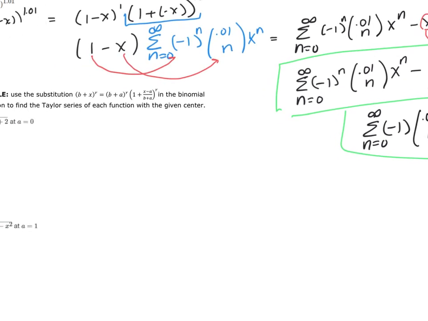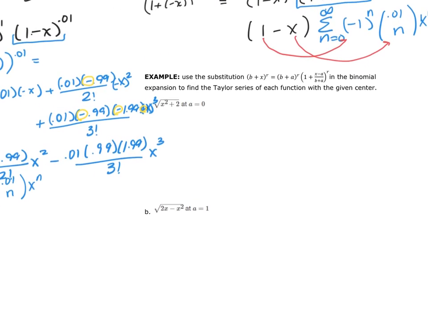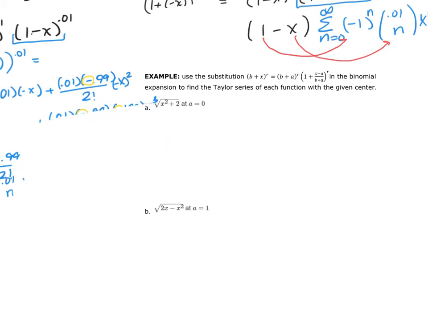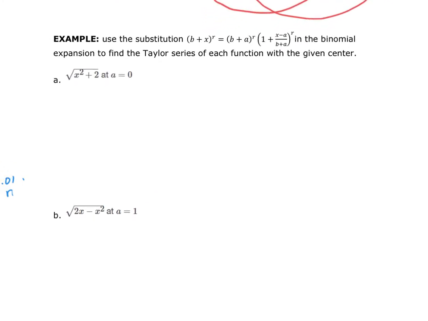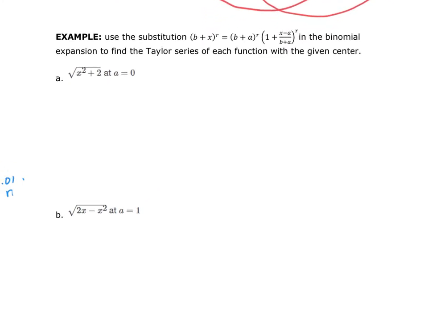Let's take a look at these. So let me erase some of this stuff. Okay, so now what we're doing is we're going to use this substitution that's given to us right here to be able to find a Taylor series, and it's going to be centered at a, which is given to us. In this case, a happens to be 0.